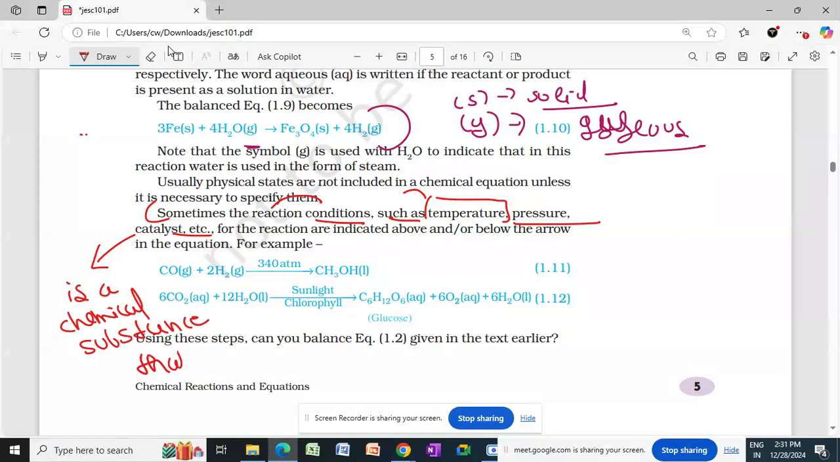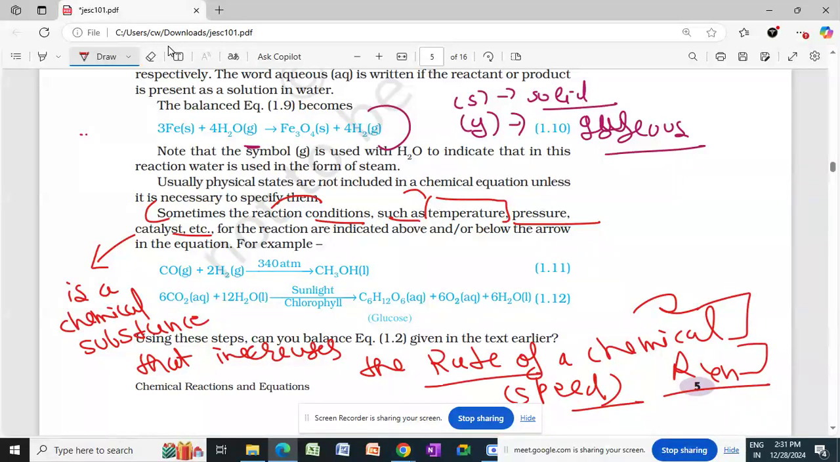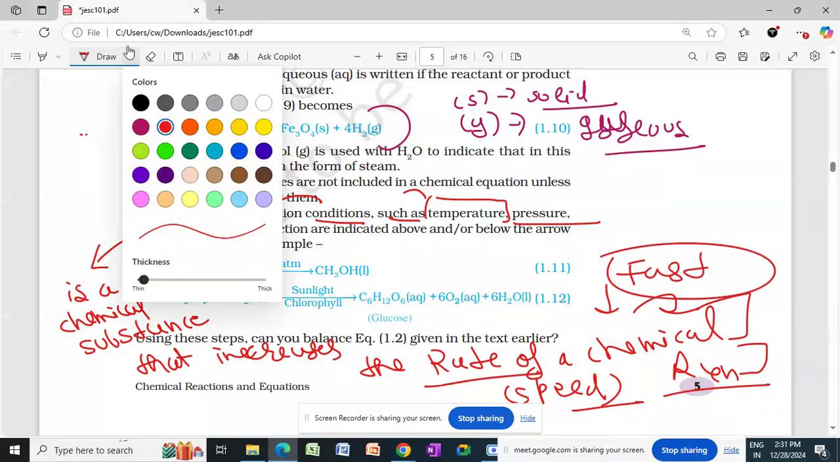that increases the rate of a chemical reaction. Here, to increase the rate of a chemical reaction means what? To increase the speed of a chemical reaction. Means the reaction will take less time to complete. It will proceed fast.